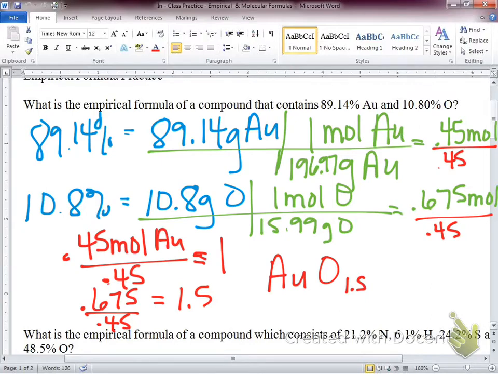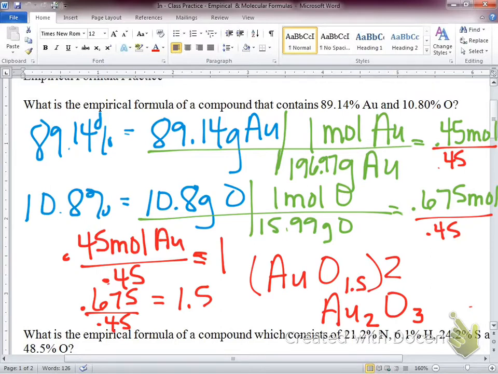Multiply by 2. We doubled the whole compound. Okay, so we're going to double the whole compound here, which means we would be left with Au2O3. We have to double both atoms. We cannot just double the one with the uneven or the mixed number subscript. We double both of them.